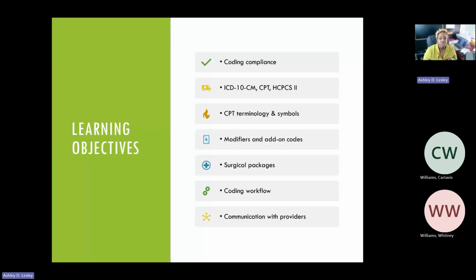Has anyone taken any type of billing or coding class before, or will this be your first time getting familiar with some coding? Oh, this would be my first. This would definitely be a first. Okay, no worries.